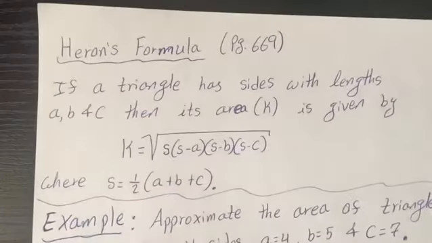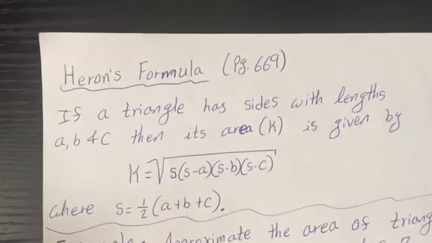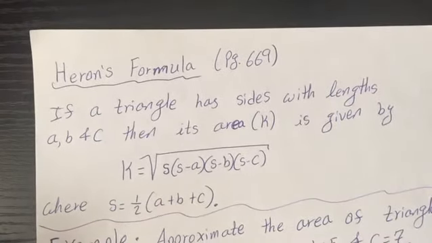That's one method. And another method is, what if we know all three sides? What if we know the lengths of the three sides? Well, in this case, we have what we call Heron's formula. And that is always used if you know all three sides. So if a triangle has sides with lengths A, B, and C, its area K would be given by the following formula here.